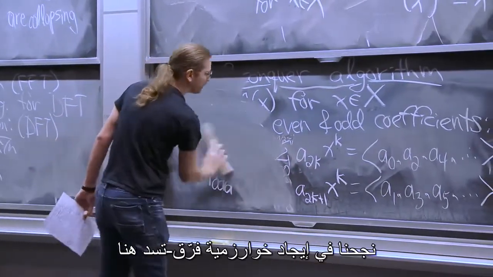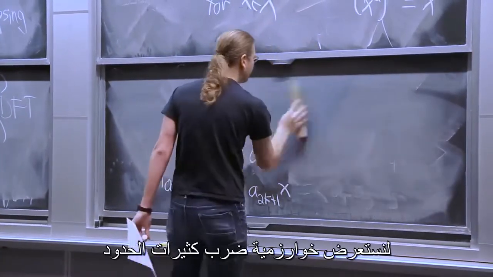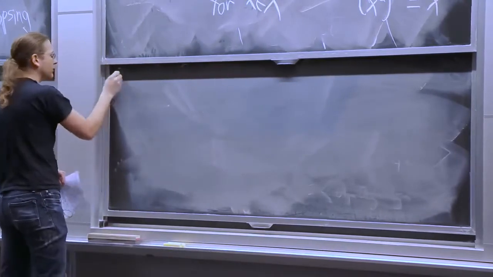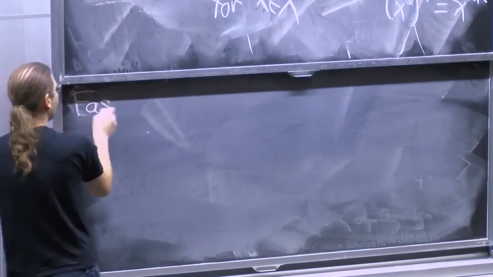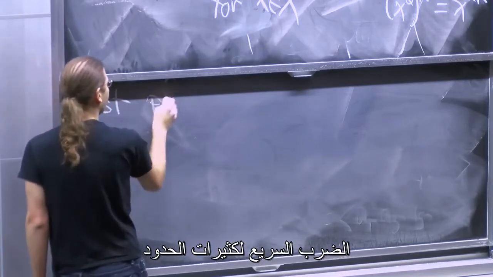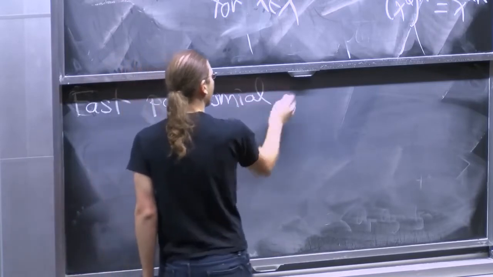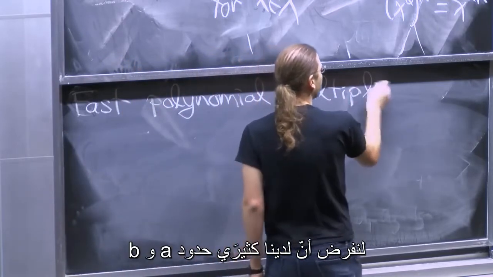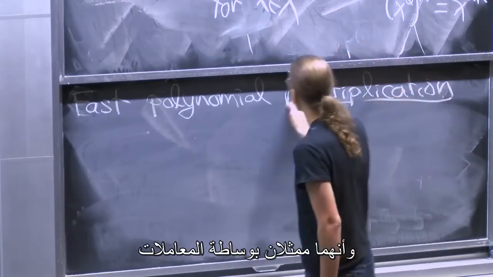So we've got our great divide and conquer algorithm. What we need now, let me give you the polynomial multiplication algorithm. Let's call this, to sound more exotic, fast polynomial multiplication. Fast meaning n log n. Let's say that we're given two polynomials a and b represented in coefficient form.